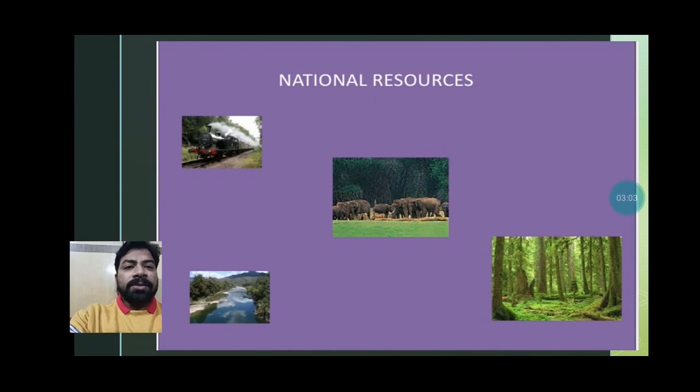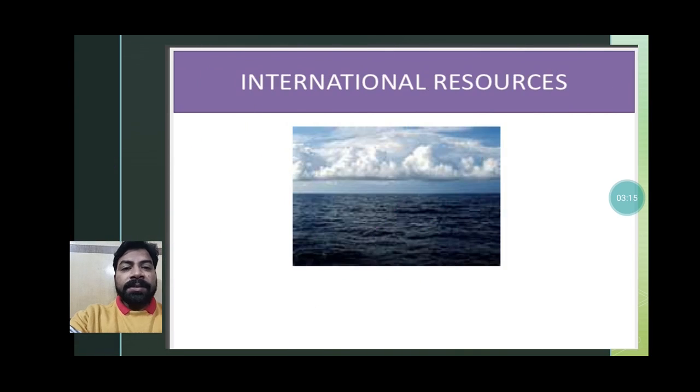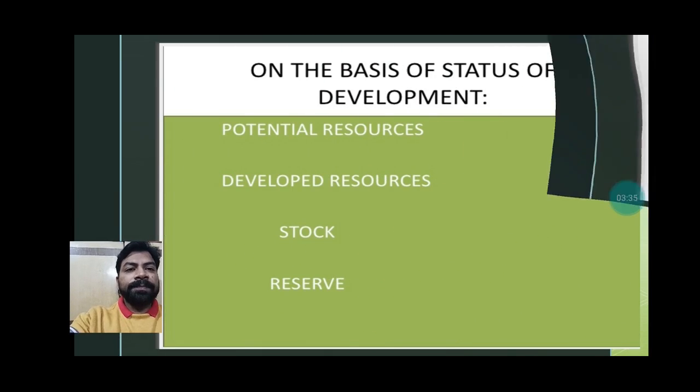Next is the national resource, the resource which belongs to the whole nation, like forest, flora, fauna, our railways. So these are the national resources. International resources: you already know about the international boundary, that 200 nautical mile. So the ocean, the water reserves, they are the international resources. Underneath the surface of water, we can extract the resource from there. So they are coming in the international resource category.